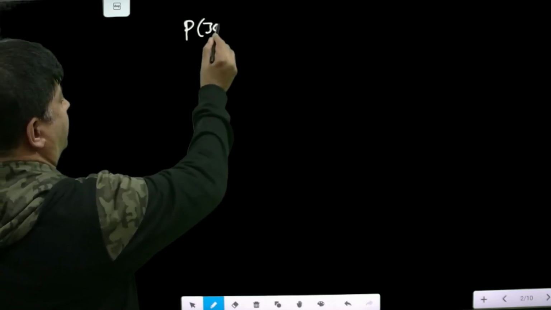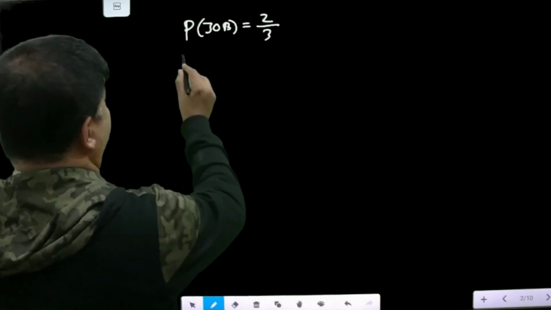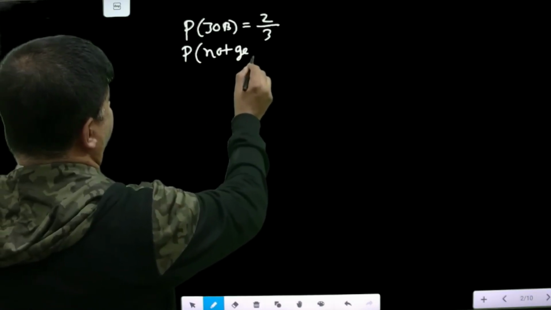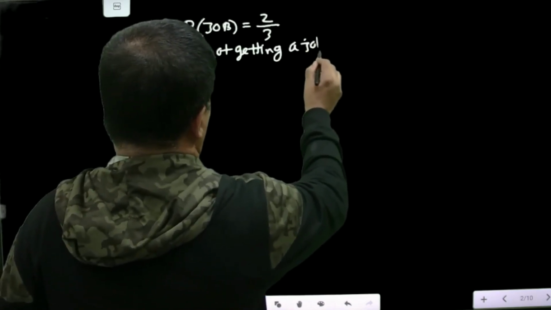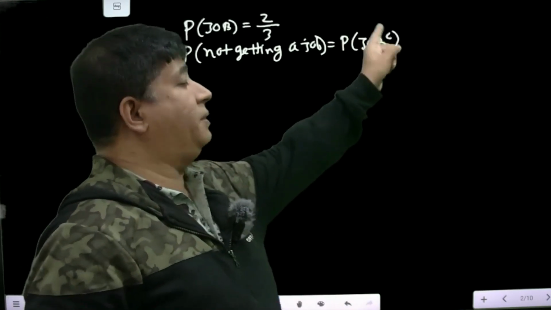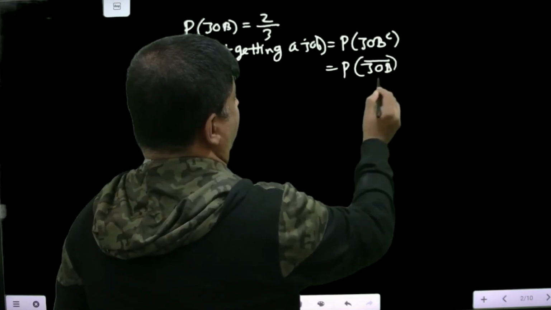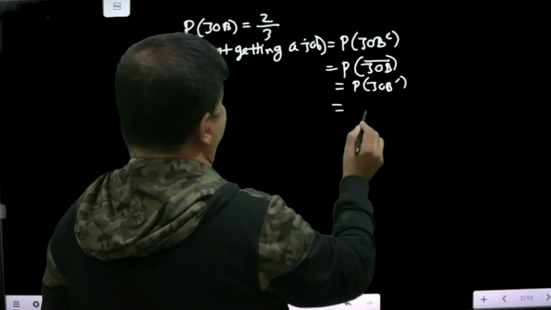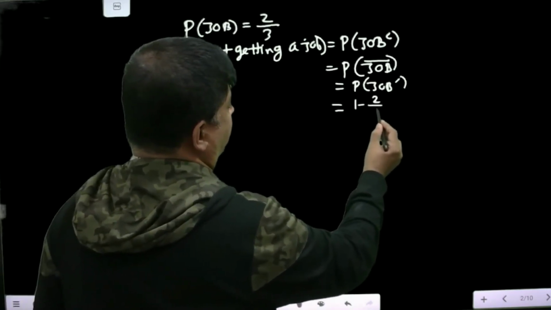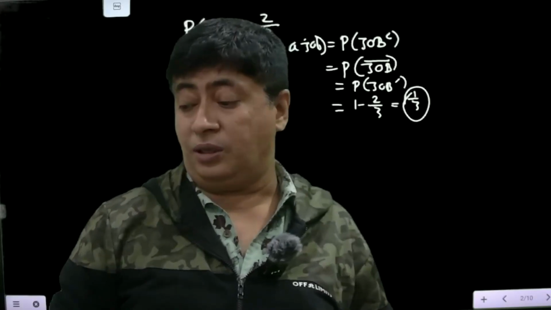Now, for example, suppose the probability of getting a job is 2/3. What is the probability of not getting a job? That means its complement. In some books, the complement is denoted by a superscript C, or by a bar, or by a dash. Understand? The matter is the same. That is 1 minus 2/3, which is 1/3. Hope you have got the concept of finding the probability of a complement.